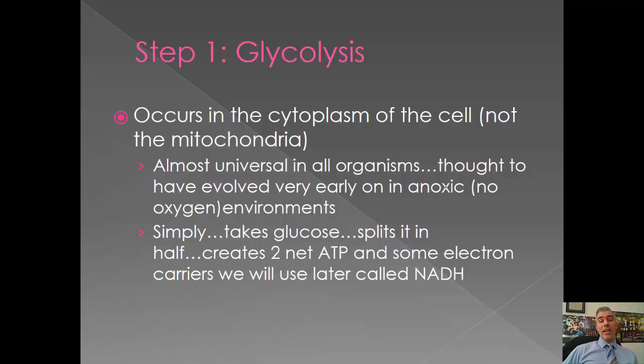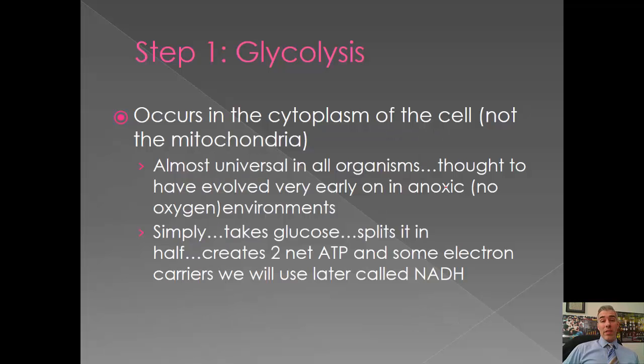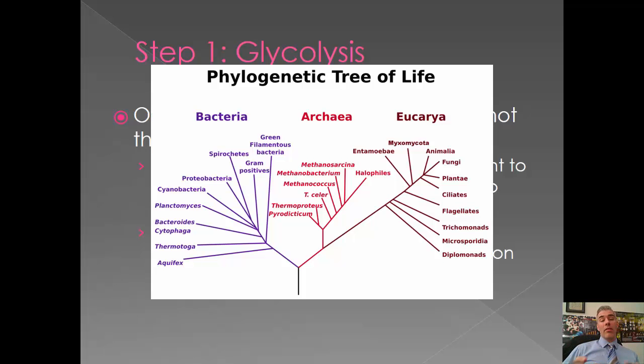pyruvate. Okay? Now glycolysis is universal in all organisms, and it's the only one of the steps that we're going to talk about that does not occur in the mitochondria. It occurs in the cytoplasm of the cell, and you have to remember that. Okay? But every single organism that exists does glycolysis, meaning that it likely, or it did, evolve very early on in the evolutionary process. Okay?